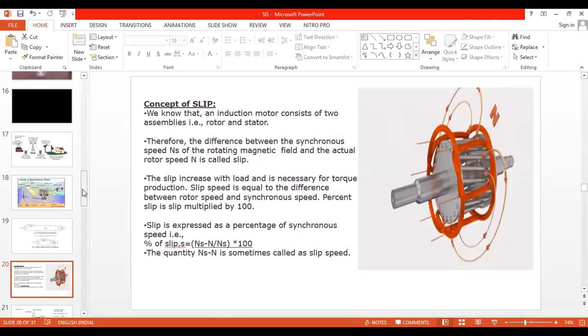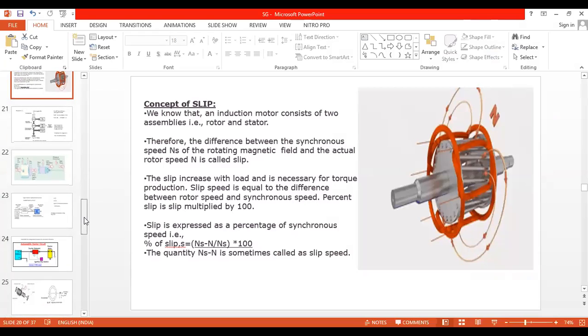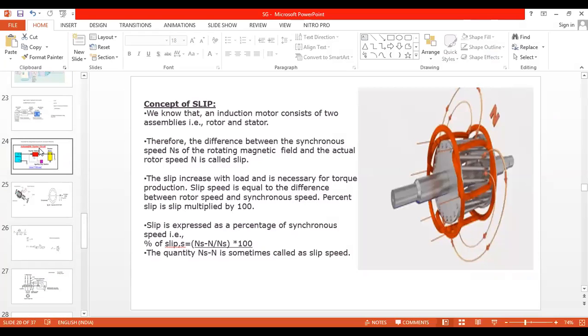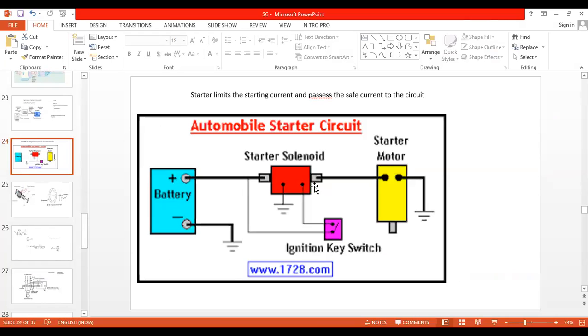Now, one word is mentioned in the syllabus: starter. So we'll take that one. What is the use of the starter? Let us say this is the motor and this is the supply to the motor. Directly we should not connect the supply to the motor. We must have the starter. The starter limits or reduces the starting current and passes the safe current to the motor.